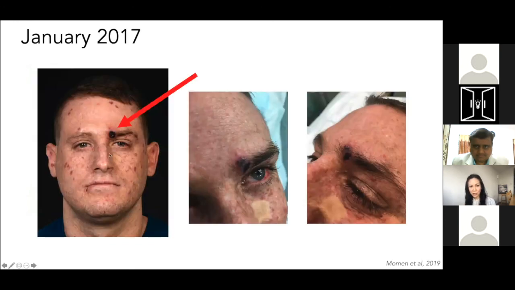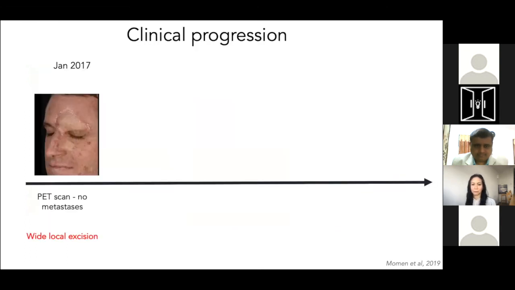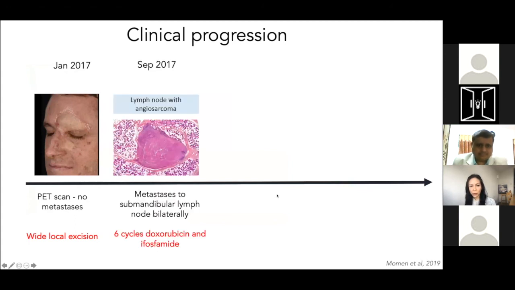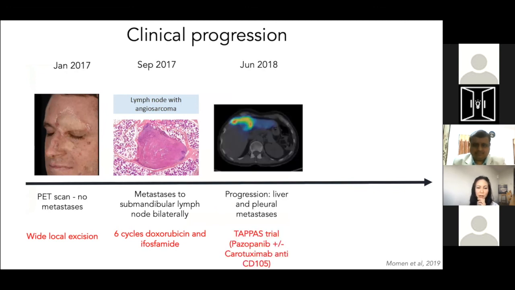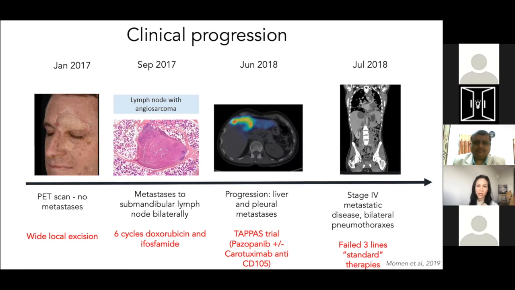So Josh presents then in 2017 with this violaceous tumor in the medial aspect of his eyebrow, and it turns out to be something called an angiosarcoma, which is a rare cancer of the blood vessel lining. So he has a wide local excision and a skin graft, but within a few months comes back with mets in his lymph nodes, and then he has progression to his liver and pleura in spite of treatment for angiosarcoma. He just isn't responding at all. And by July 2018, this man is dying.